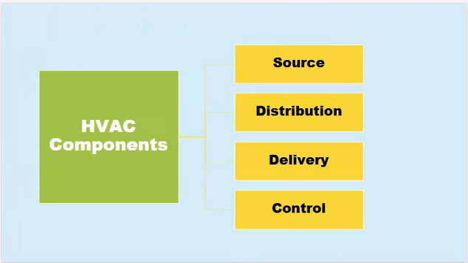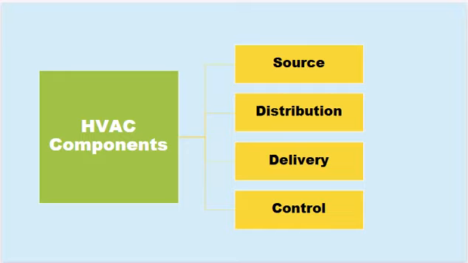HVAC Components Overview. Let's quickly go over the main parts of an HVAC system. First up is the source. This is where the heating, cooling, or air treatment starts. For heating, we use boilers, furnaces, or heat pumps. For cooling, air conditioners and chillers are common, and fresh air comes in through filters and air purifiers.